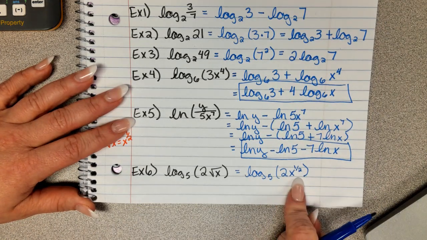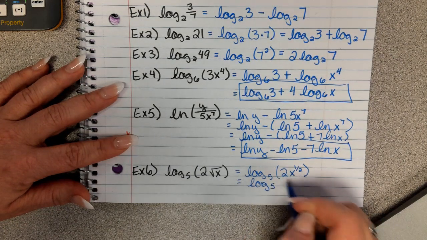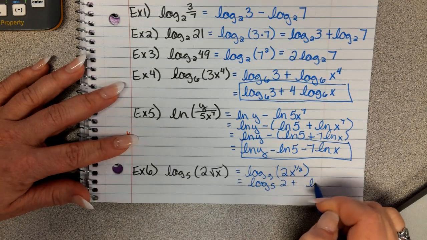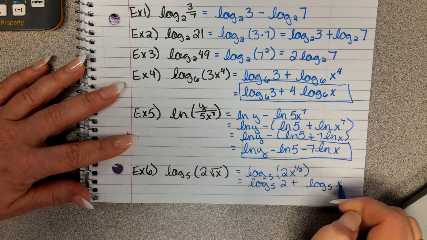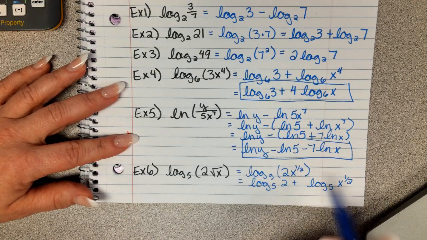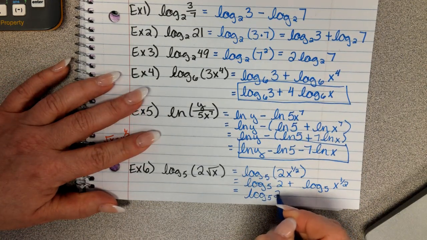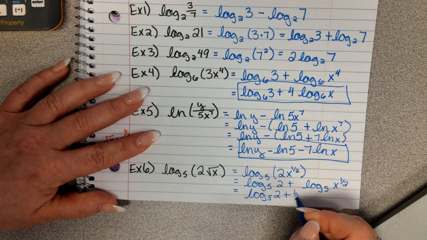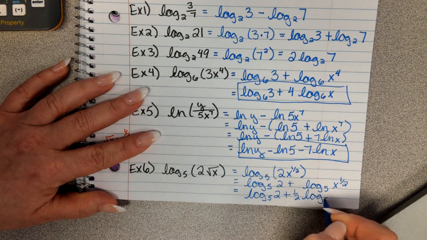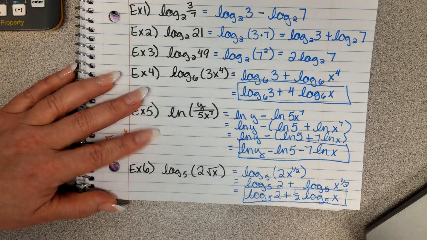Well, that's 2 times x, so that could be expanded to addition, log base 5 of 2 plus log base 5 of x to the 1/2. This exponent can become a coefficient, so I have log base 5 of 2 plus 1/2 log base 5 of x, and that would be my final expansion.